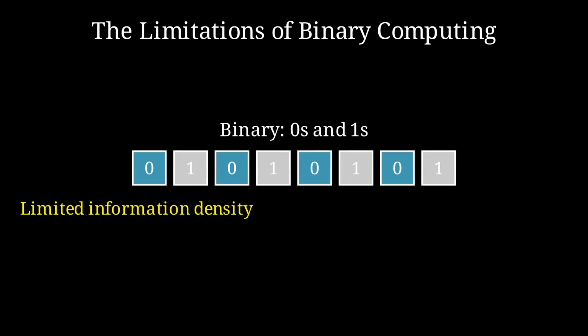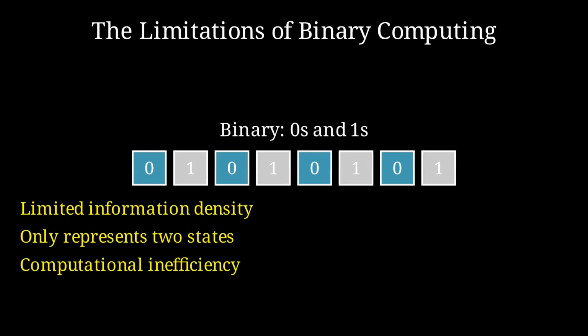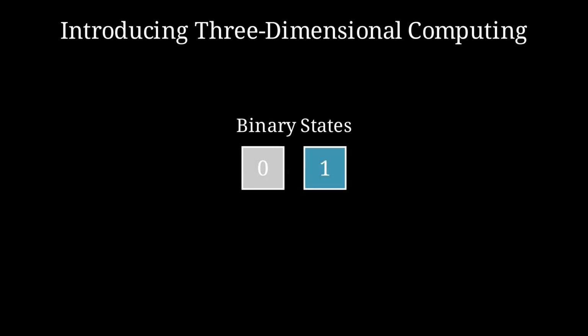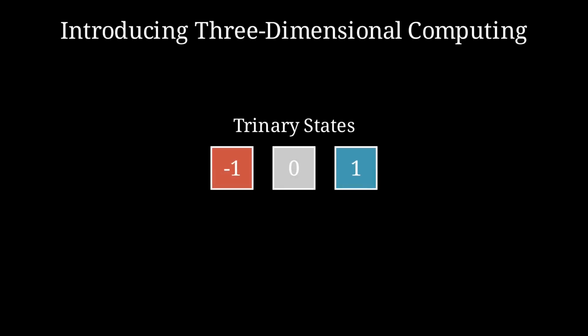The limitations of binary computing. For decades, computers have operated on binary logic, the simple states of 0 and 1. While powerful, this approach has inherent limitations. Binary systems have limited information density, can only represent two states, and face computational inefficiencies for certain types of problems. These limitations have led us to explore alternatives that expand the computational landscape.